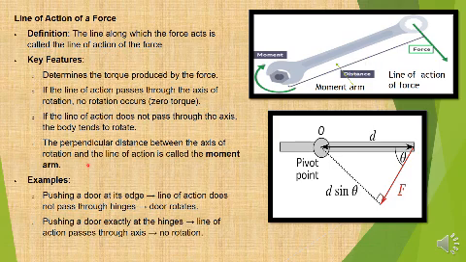Examples are pushing a door at the edge: the line of action does not pass through the hinge, so the door rotates. Pushing a door exactly at the hinges, the line of action passes through the axis and there will be no rotation. When we talk about a door, it will have hinges. If you apply the force at the hinges, the door will not rotate, meaning that you cannot open or close the door. Similarly, if you apply the force on the knob, you will simply open the door.